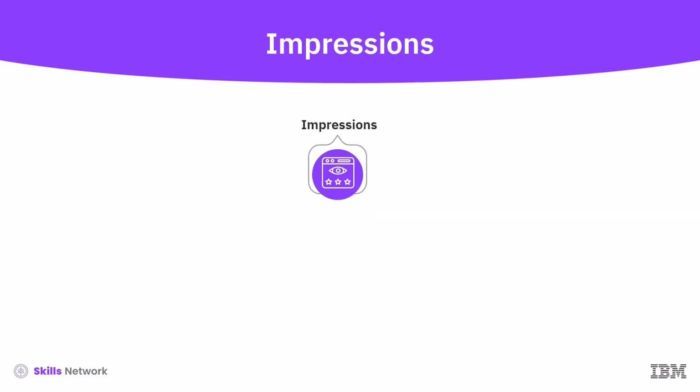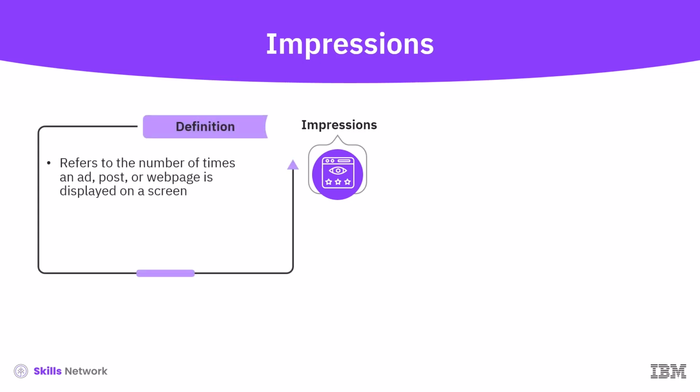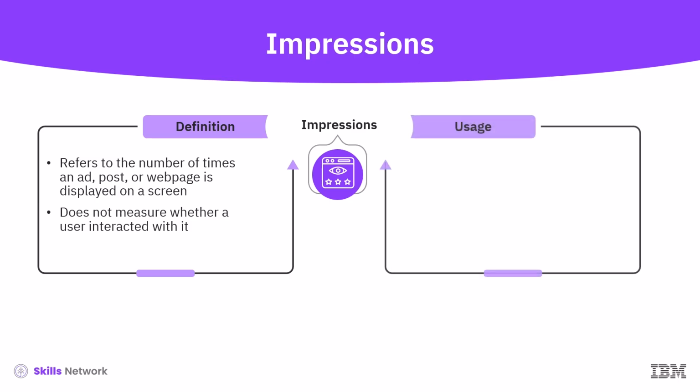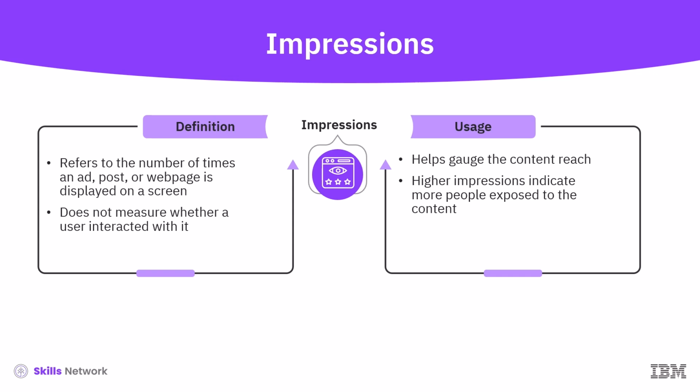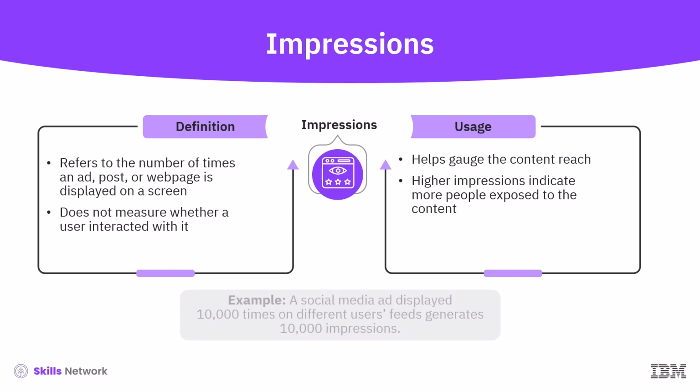The first key digital marketing metric is impressions. It refers to the number of times an ad, post, or web page is displayed on a screen without measuring whether users interacted with it. This metric helps gauge the content reach. Higher impressions indicate that more people have been exposed to the content, increasing the likelihood of remembering it. For example, if a social media ad appears 10,000 times on different users' feeds, it generates 10,000 impressions.